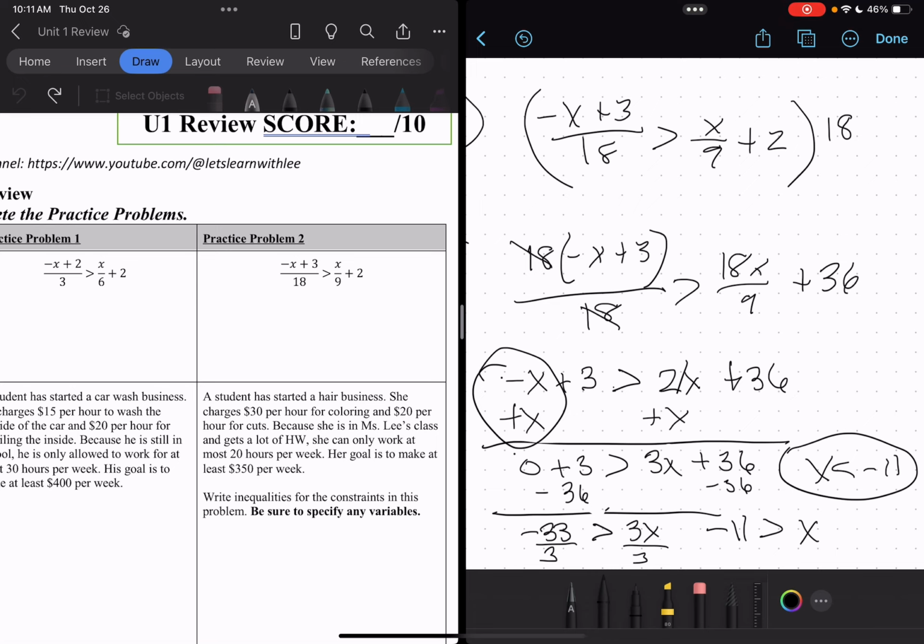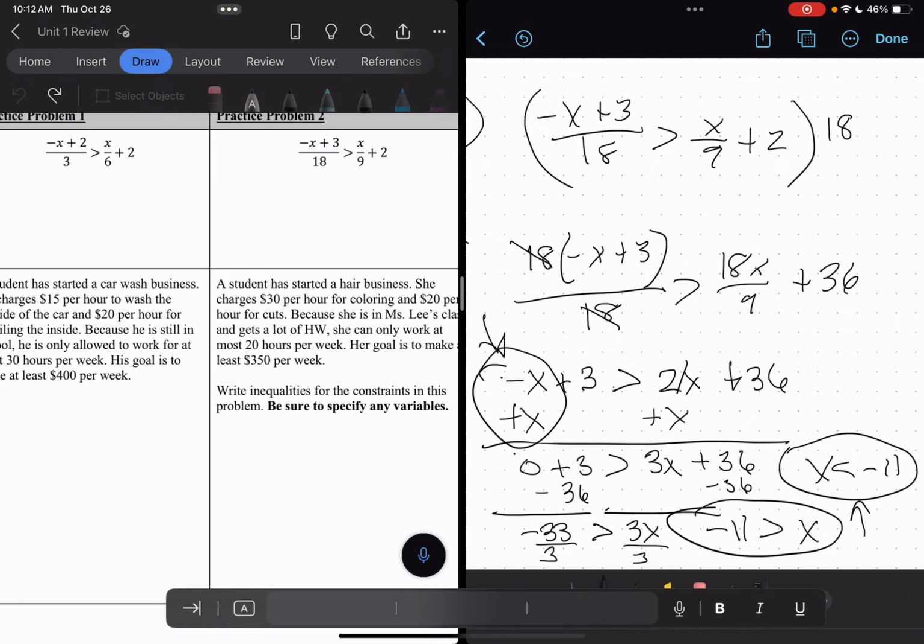So here instead I just moved the negative number to the other side, and then at the end you can rewrite this with the variable on the left hand side. But both ways will get you the same inequality or the same answer.